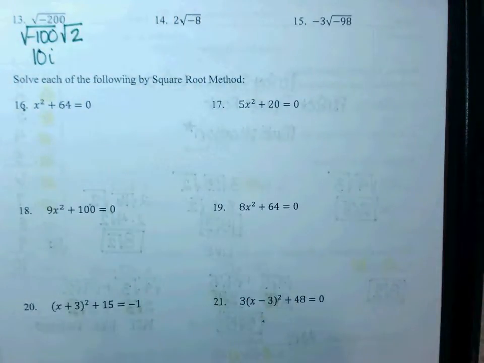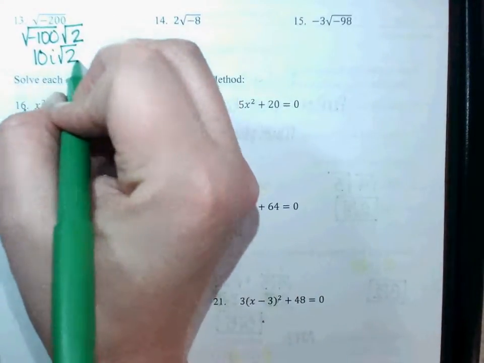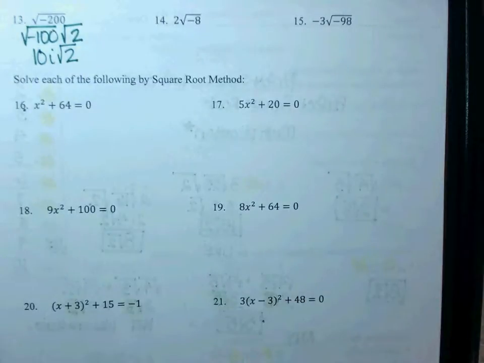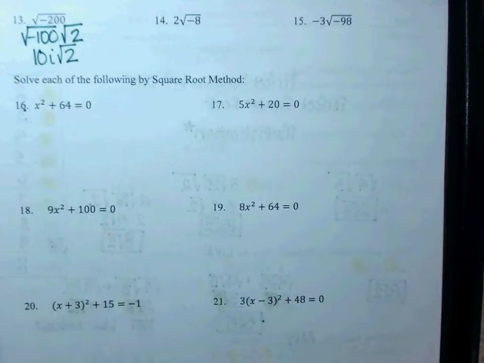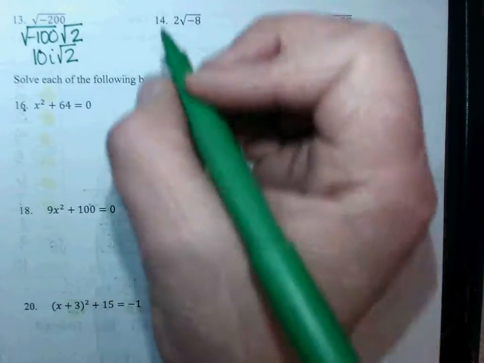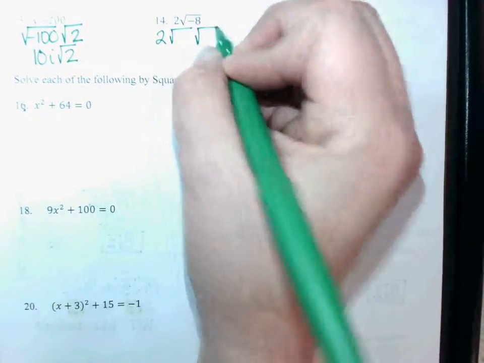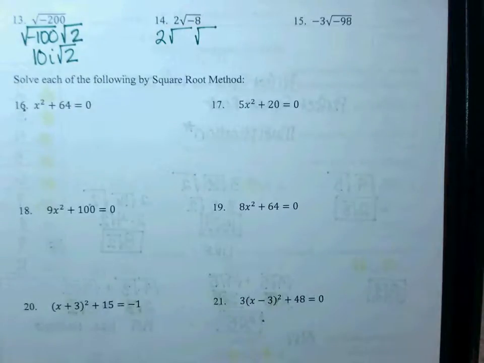Is it a negative though? Uh-huh. So what we just did on the front is, if it's negative, you put an I with it, and you're allowed to do it now. Because I was like, I don't know if you can do it with negatives. Okay, last one, we're going to skip 15, but look at number 14. We want to break up 8. What perfect square can 8 divide by?